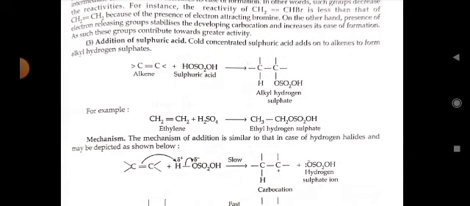Addition of sulfuric acid. Cold concentrated sulfuric acid adds on to alkenes to form alkyl hydrogen sulfates. The mechanism of addition is similar to that in the case of hydrogen halides.